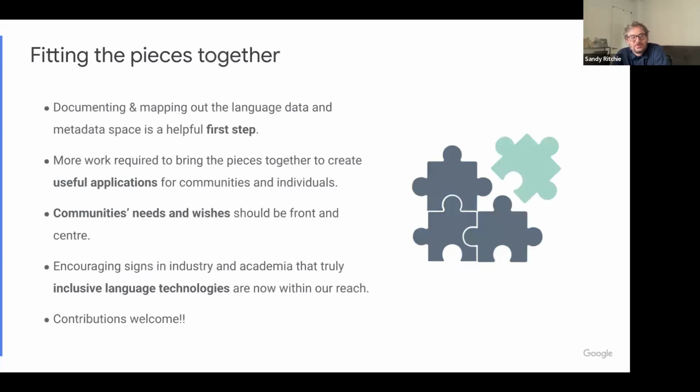Documenting and mapping out this space of language data and language metadata is a helpful first step on the road to better inclusion. But much more work is required to bring all these pieces together and operationalize it and create useful applications for communities and individuals.